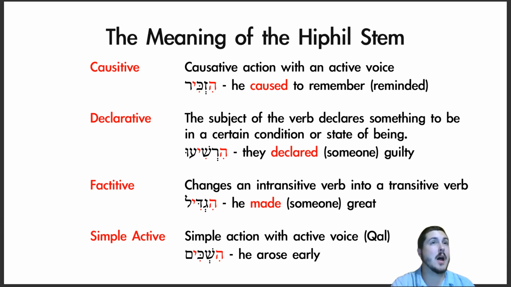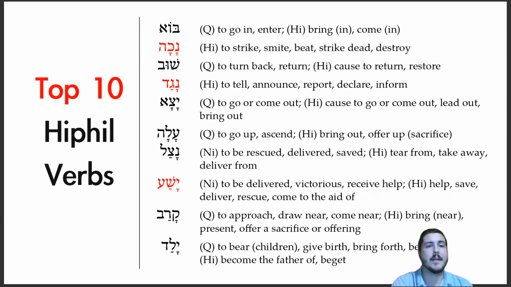Causative is the most common, I'd say. And then right after that is going to be declarative. I would probably say it's in order of occurrence here, from what I remember, what I know. Simple action, you do find that here and there, but causative and declarative are the most common from what I know. Here are the top 10 Hifil verbs.